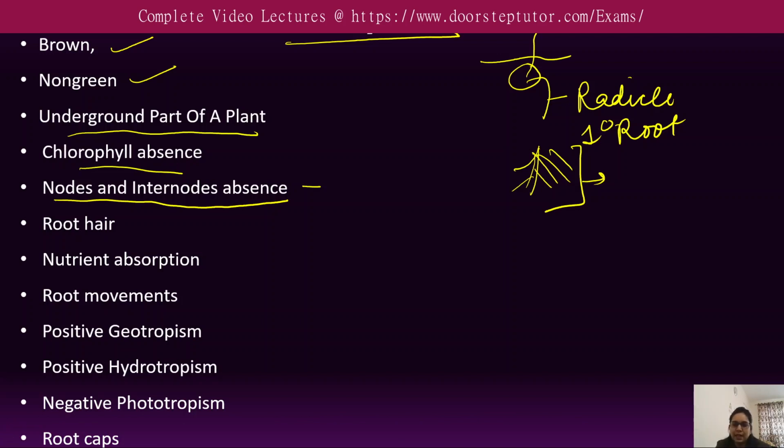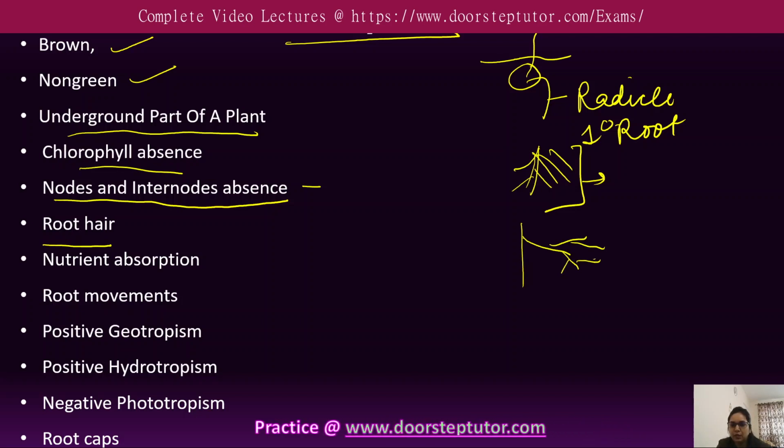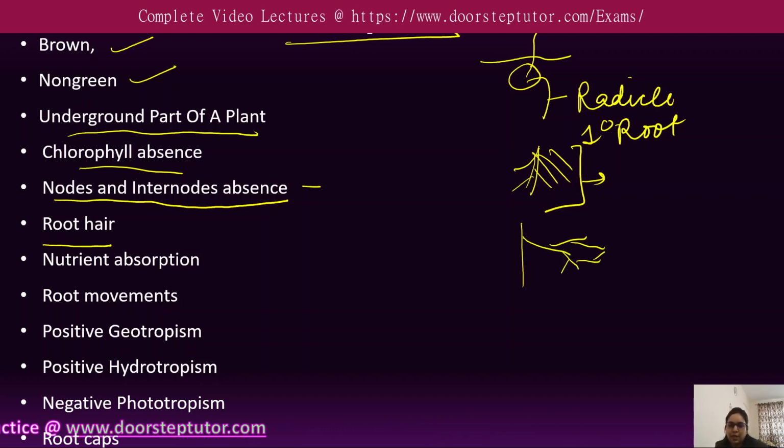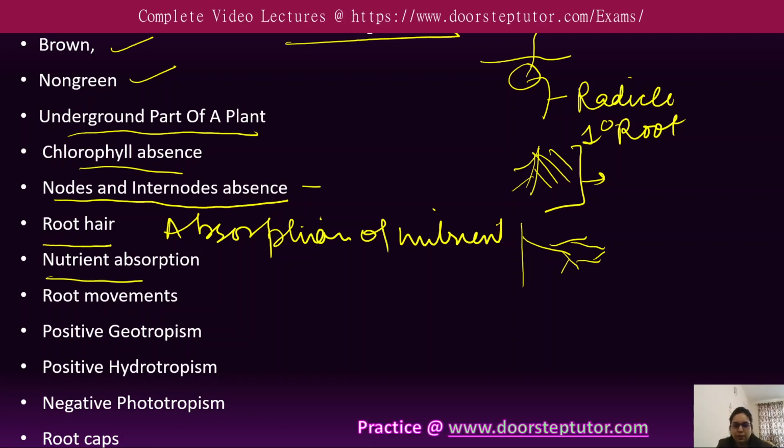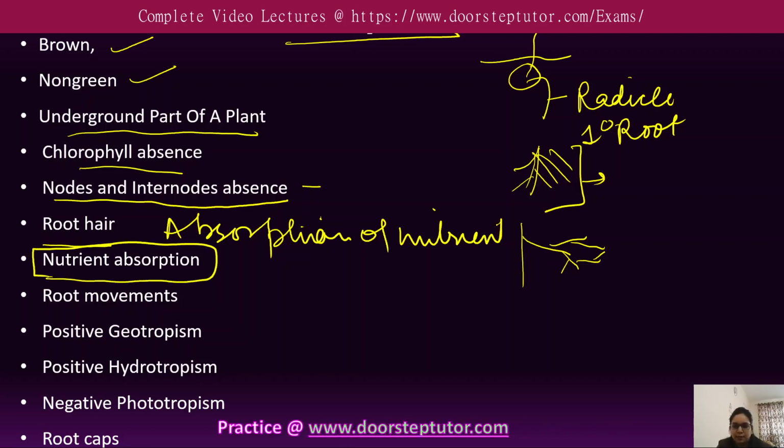Next, root hair is present in the root. The further branching of the root is known as the root hair. These root hairs are just extensions of the epidermal cells, and they are present on the root, which helps in the absorption of nutrients, because root hairs increase the surface area of the root. So they help in nutrient absorption.